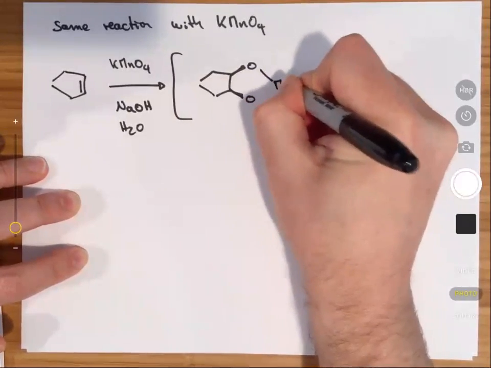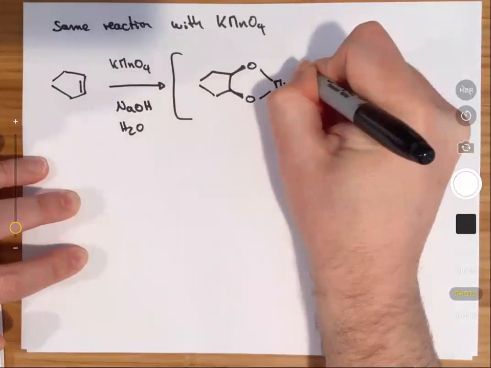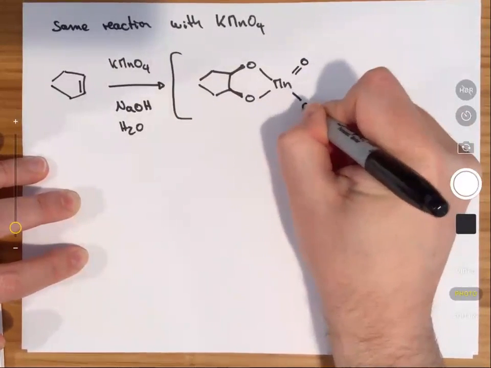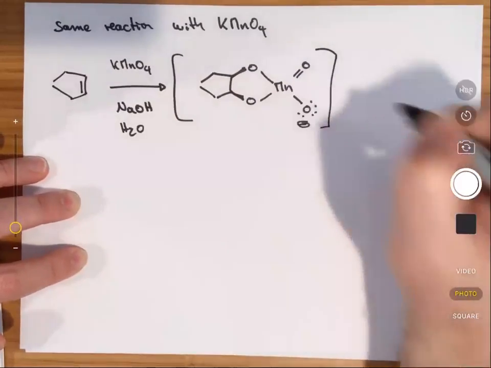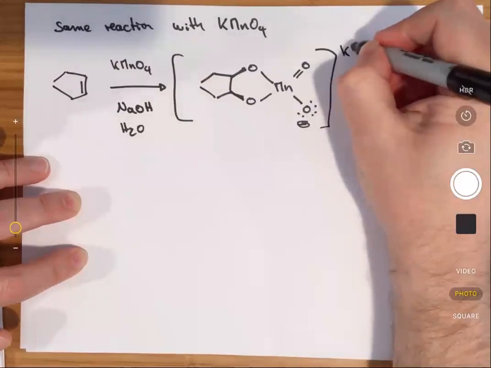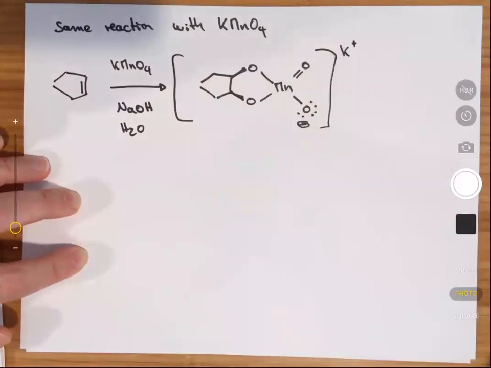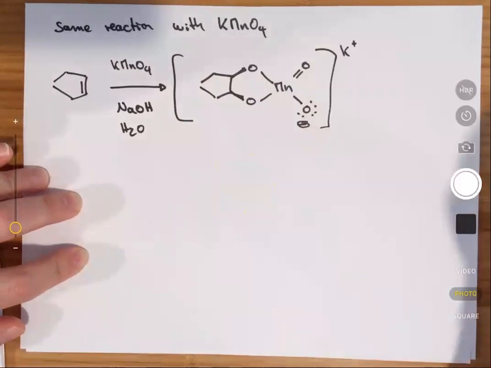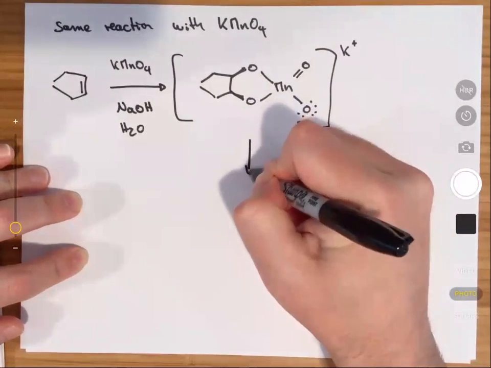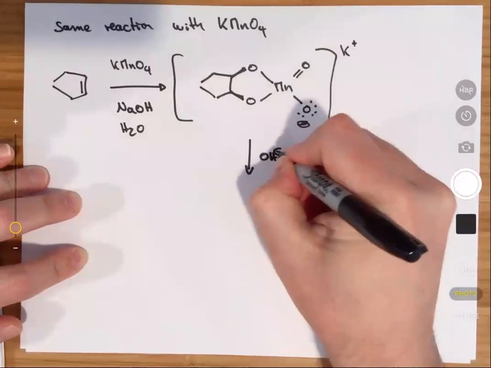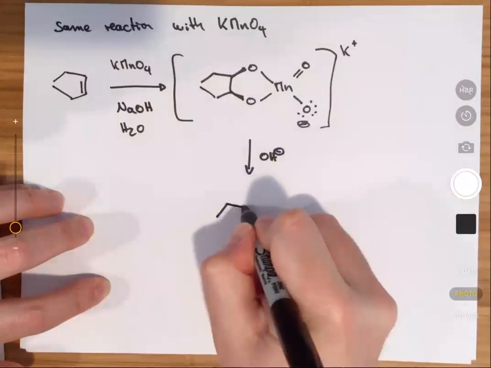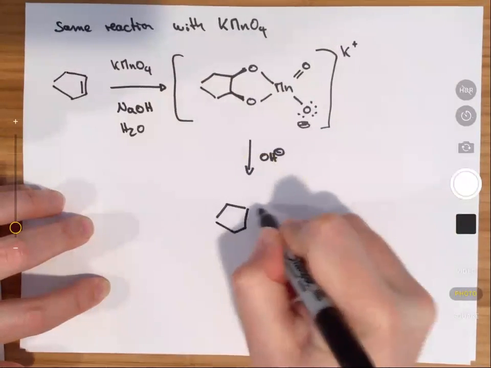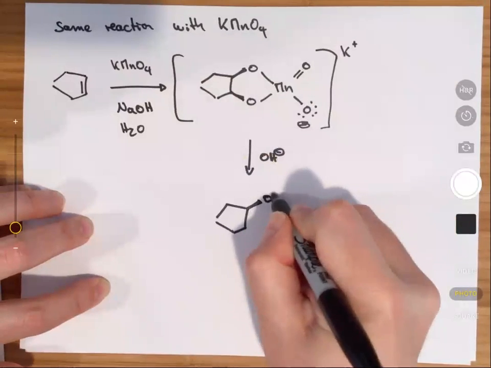So manganese here, and then we have oxygen and O negative charge here. And then we have, of course, the countercharge of this, which is the potassium. If we have the temperature under control, we can hydrolyze this. So if we have OH minus here and we get the hydrolysis, then we can be successful at getting the bis-hydroxylated product that we so desire.